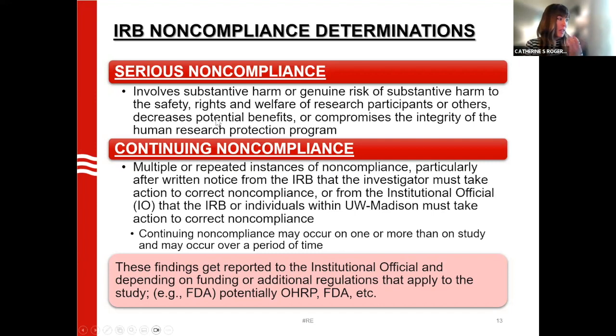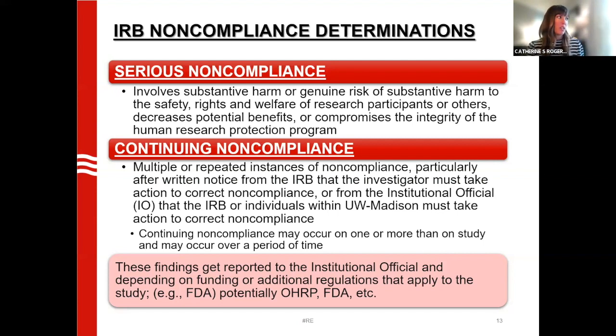Decreases potential benefit or compromises the integrity of the human research protection program. That last one is when we tend to make those determinations when we really see systemic problems going on that suggest a bigger system issue, that some fundamental piece of the research enterprise is being missed, like major errors in obtaining informed consent, for example, are the kinds of things that go into that.